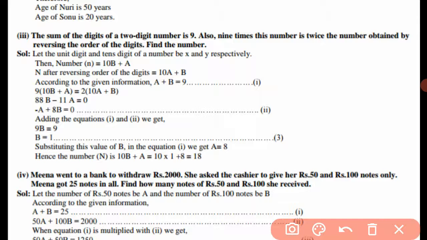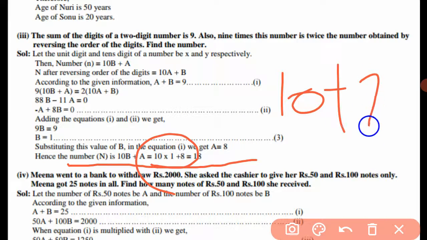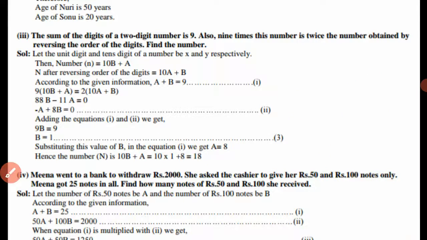Now find the number. So hence here the number will be equal to 10b plus a, that is equal to 10 into 1 plus 8. So 10 into 1 will be 10, and 10 plus 8 will equal 18. So here the number will be 18. So 18 is the answer.